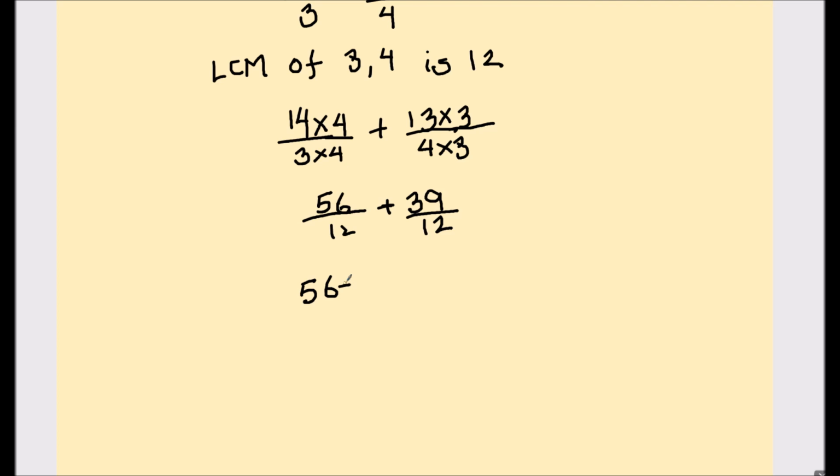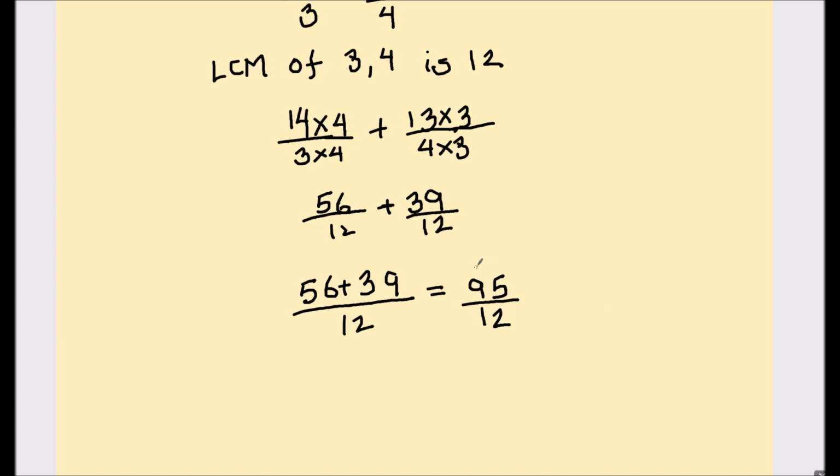So the next step will be to add the numerators, which is 56 plus 39 divided by 12, which equals 6 plus 9 equals 15, that is 5, 1 is carried over. 5 plus 3 is 8, 8 plus 1 is 9. That's 95 divided by 12.